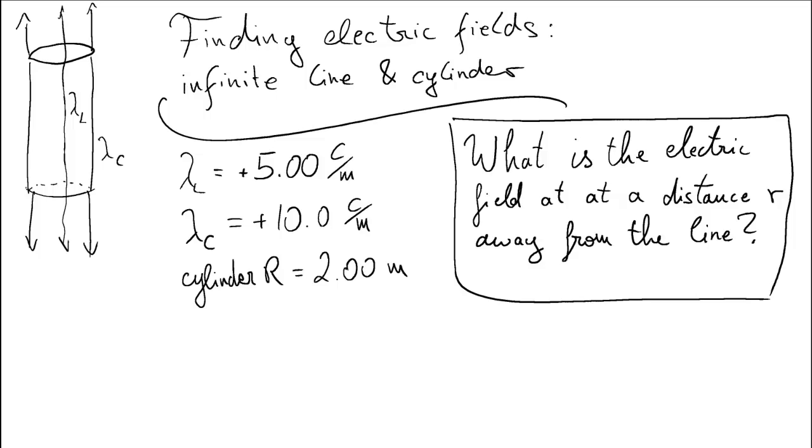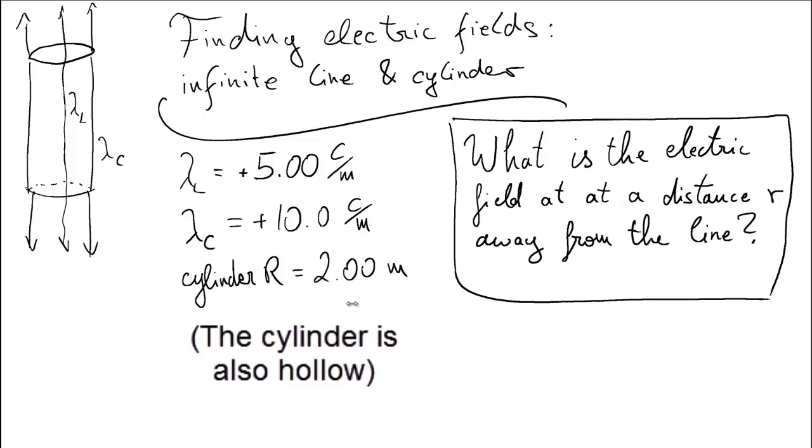Today we're going to be talking about finding the electric field of an infinite line and cylinder. Now in this case we have the infinite cylinder here with the line inside. The line has a linear charge density lambda L, and the cylinder also has a linear charge density, called lambda C. Lambda L is 5 coulombs per meter, and lambda C is 10 coulombs per meter. And the cylinder also has a radius. That radius is equal to 2 meters. And the question is, what is the electric field at a distance r away from the line?